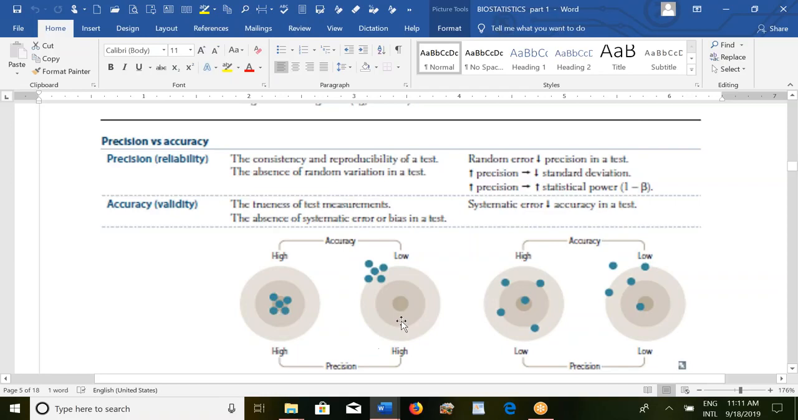Now there is another test. You are getting the results again. They are precise, but they are going towards the periphery. They are away from the central value, so it will have a low precision.